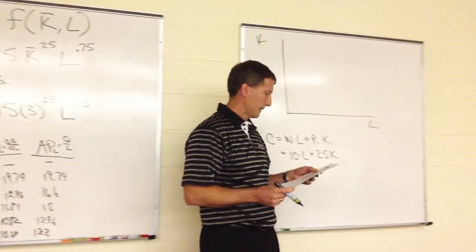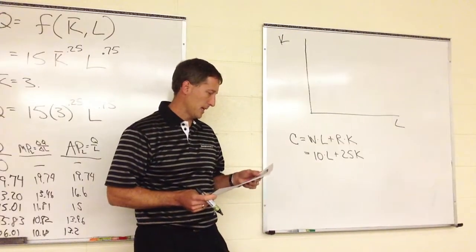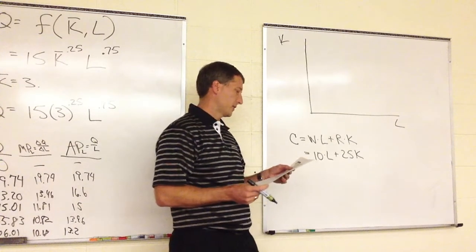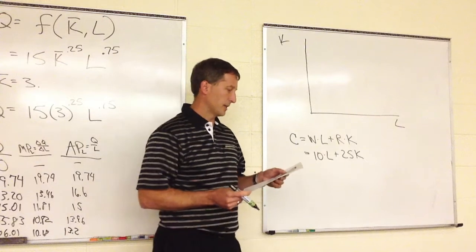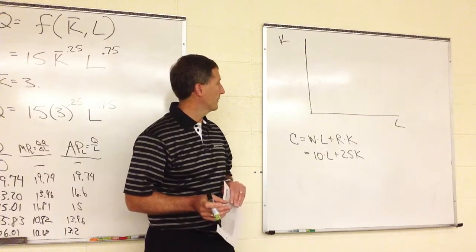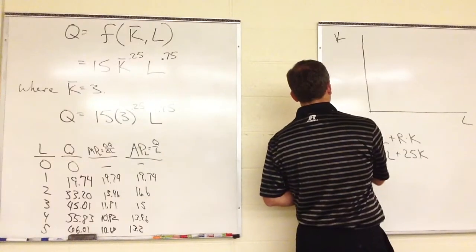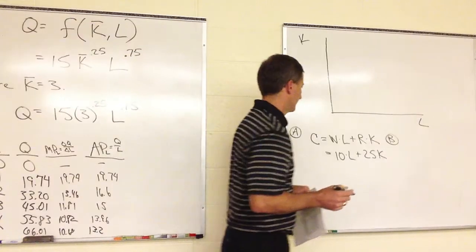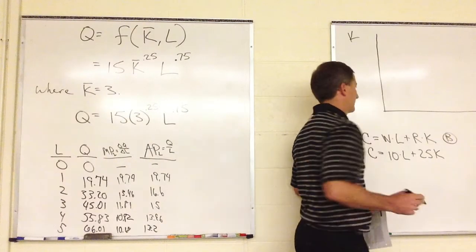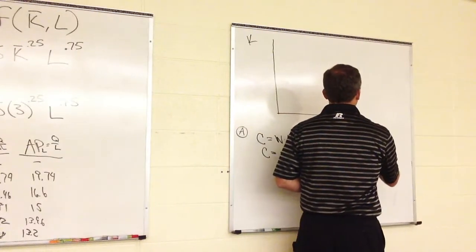Okay. Draw a graph with labor on the horizontal axis and capital on the vertical, showing the isocost for $800. Indicate the horizontal and vertical intercepts. So part B, so this is part A. Part B, we're going to let costs be $800.